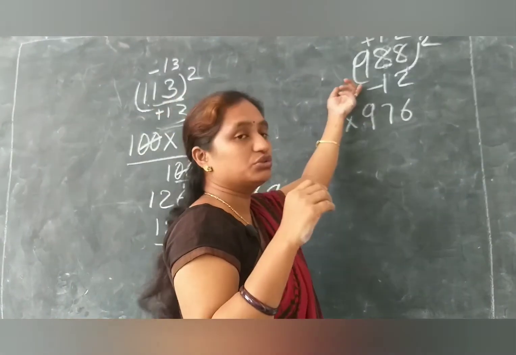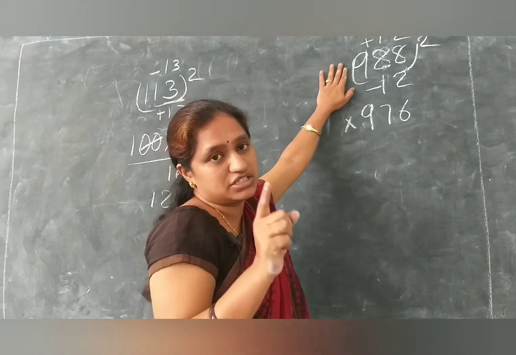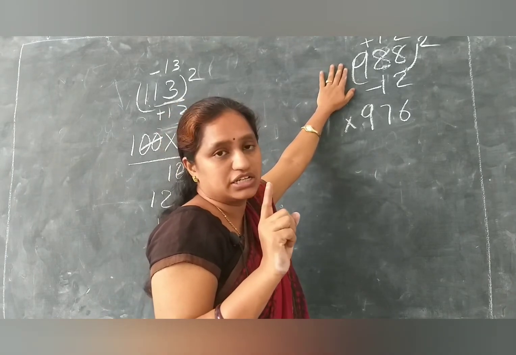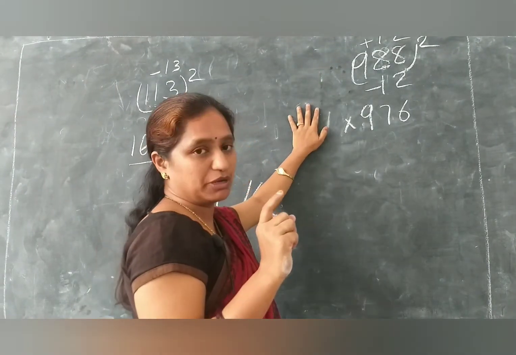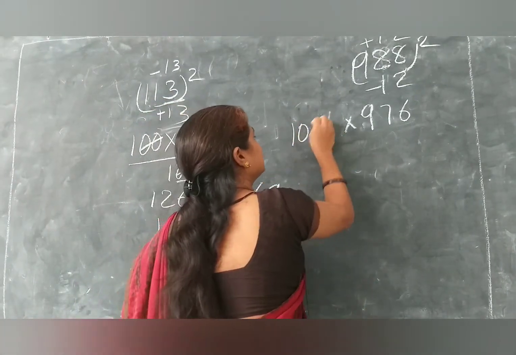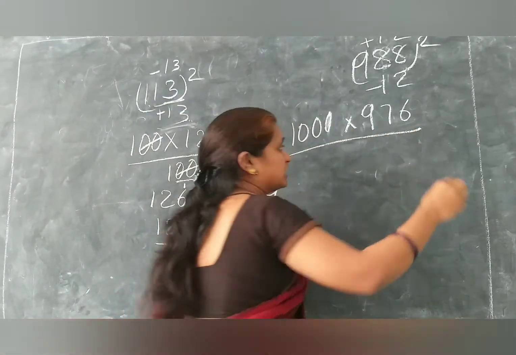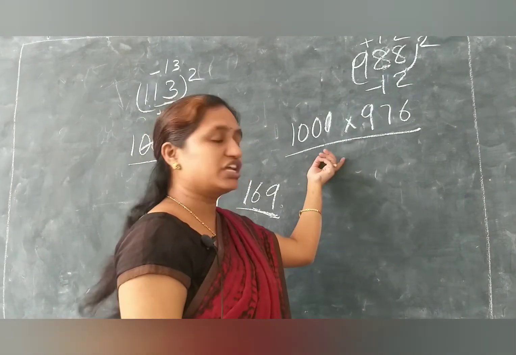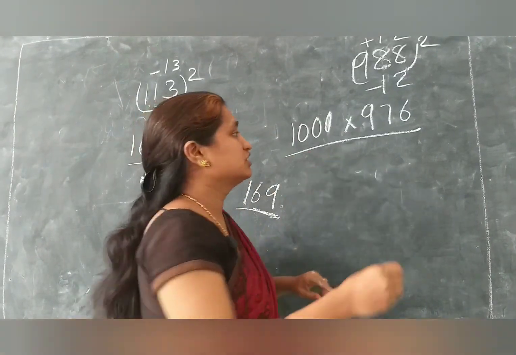So we are rounding this number to the nearest hundreds or thousands. Is it clear, guys? So with what should I multiply here? I have to multiply it with 1000. So if I am multiplying it with 1000, what should I do? I have to divide again with 1000.